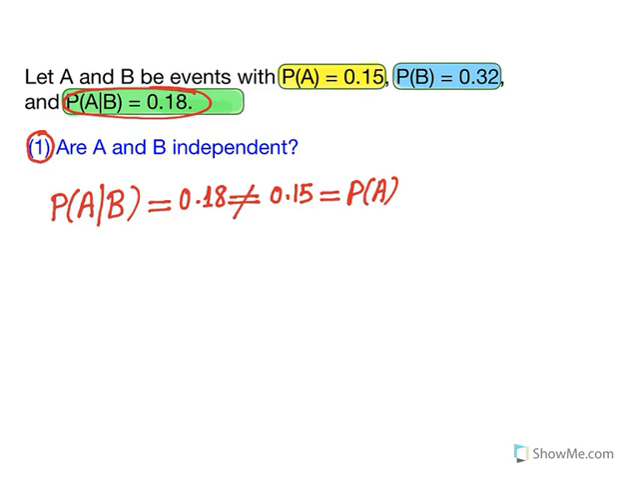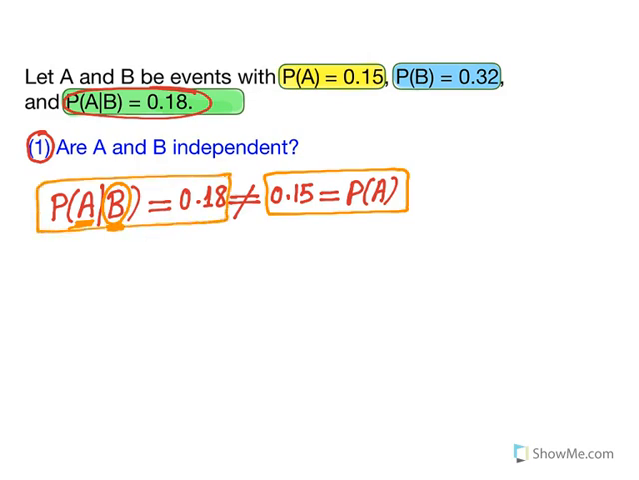So what you can conclude from this is that if B happens, if B occurs, then it changes the probability of A. The probability of A originally is 15%, yes? And when B is given, the probability of A increases. It becomes 0.18. So immediately I can conclude from this that A and B are not independent.